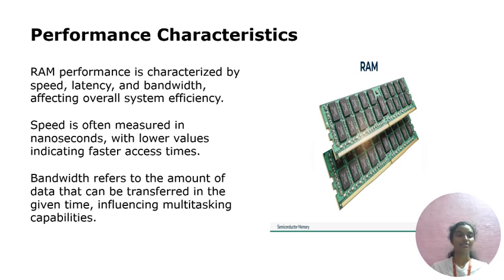The random access memory performance is categorized by the speed, latency, and bandwidth, affecting overall system efficiency. Speed is often measured in nanoseconds, with lower values indicating faster access times. The bandwidth refers to the amount of data that can be transferred in a given time, influencing the multitasking capabilities of the given product.